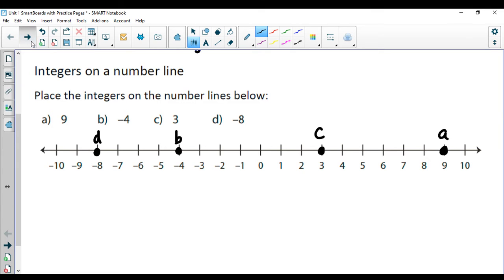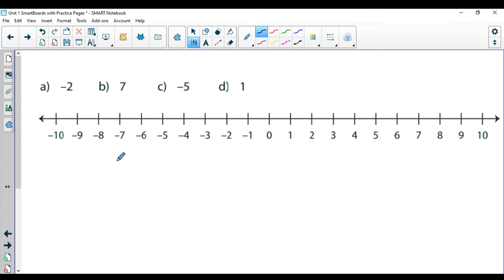Okay? So I'm going to have you go ahead, pause the video at this point, try this second one, do these as yours, and then pop on back here to check your work. So back to check your work, you should have letter A should be right here, B should be up here at 7, C is going to be down here at negative 5, and then D is going to be up here at 1.